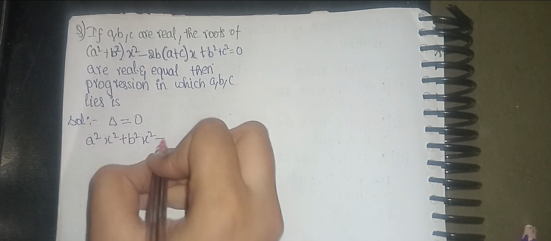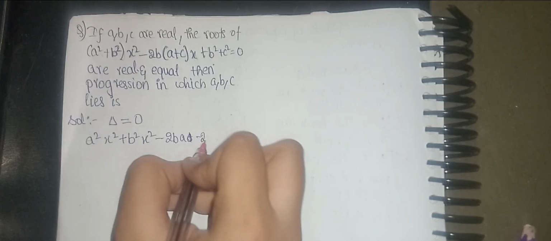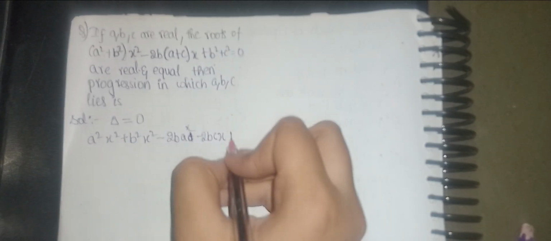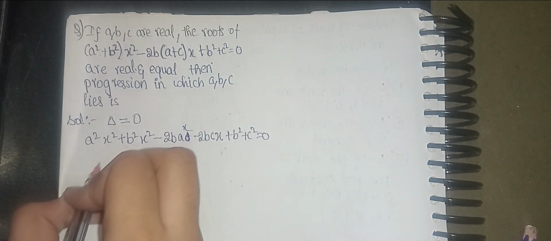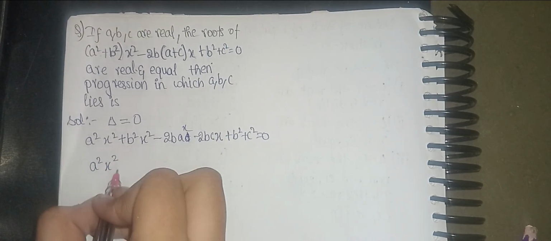Here, this is the question. They are saying a, b, c are real and the roots are real and equal, means delta is equal to 0. Now we'll simplify it: a²x² + b²x² − 2abx − 2bcx + b² + c² = 0.